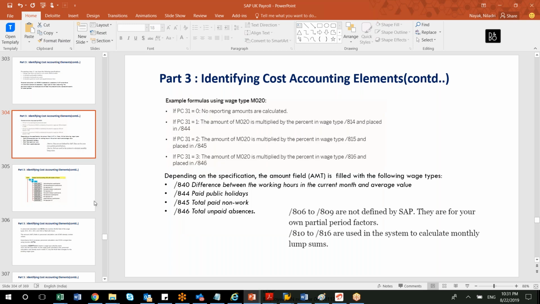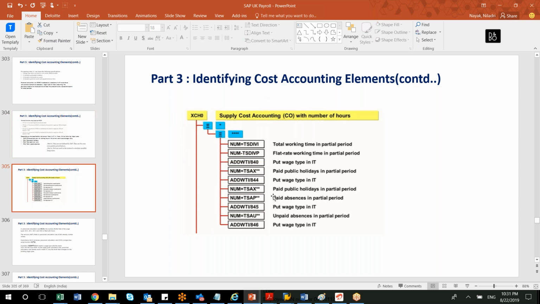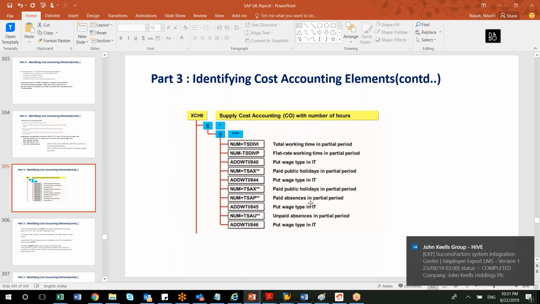Suppose there are no public holidays. Say I'm talking about the month of July, and there is no public holiday, national holiday, or that kind of thing. Still, the system will check, and if it is not there, it will proceed to the next step. Similarly, if there are any paid absences, the system will check for that particular period to see if you have any paid absences.